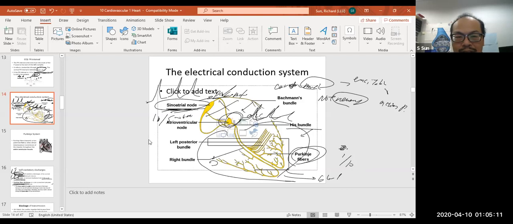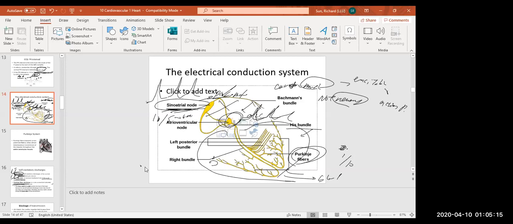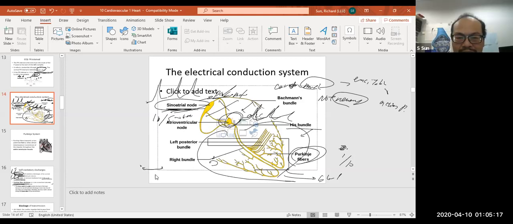So during the first second, it was waiting for the SA, but there is no SA. 10 seconds later, there is still no SA. The AV will start to build that potential. So 10, 20 seconds later, if the heart still does not receive any impulse, this potential will wake up and it will generate its impulse.